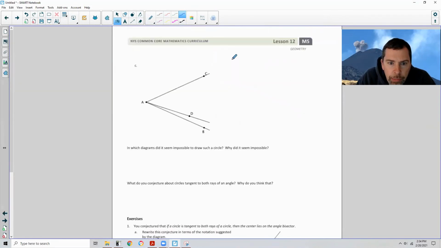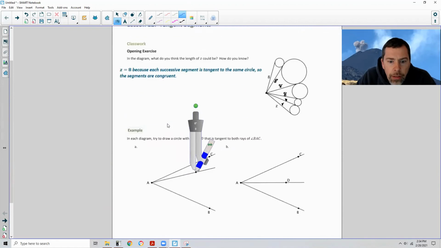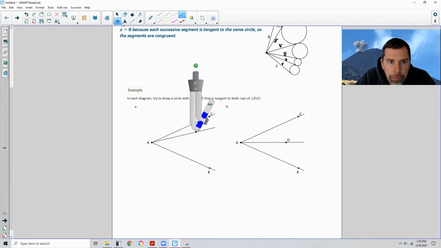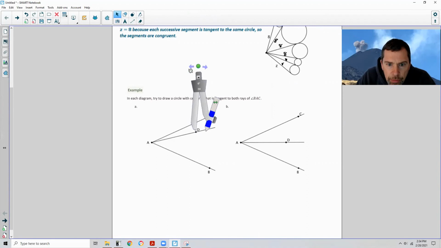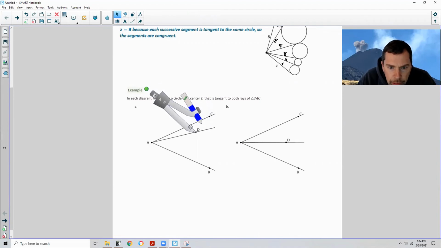Let me see if I can get that centered better. Right about there. And open this up so that it's got a radius of C. Trying to get it centered better. That looks good right there. And then open that up for a radius of C. And then I draw it. There's my circle, centered at D with a radius of C.